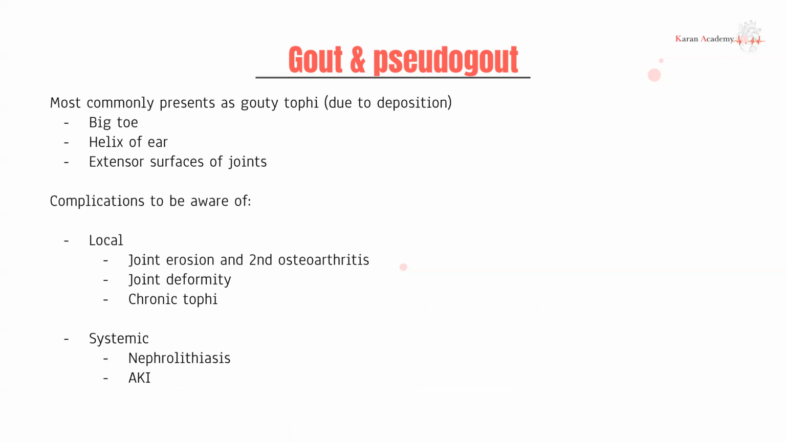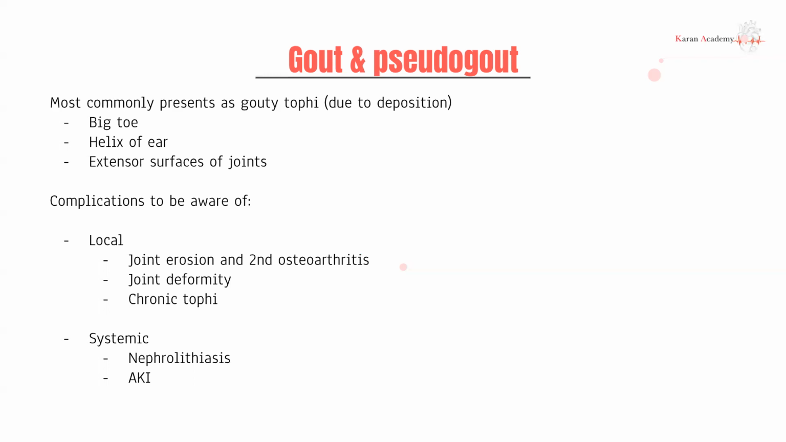Now, with uric acid deposition into the joint, you're going to lose that smooth boundary of the two bony surfaces that help with that smooth movement. It will eventually lead to joint erosion if it happens many times, and often with gout, if you get it once, you're more likely to get another attack later on in life. And that eventually is going to lead to secondary osteoarthritis down the track. You can also end up with joint deformities and chronic tophi over time.